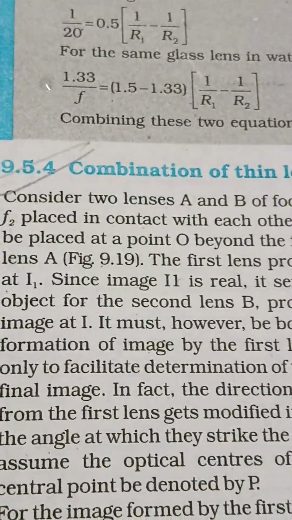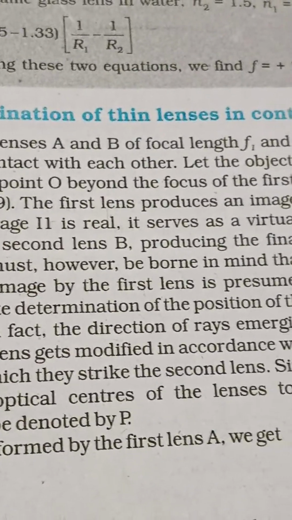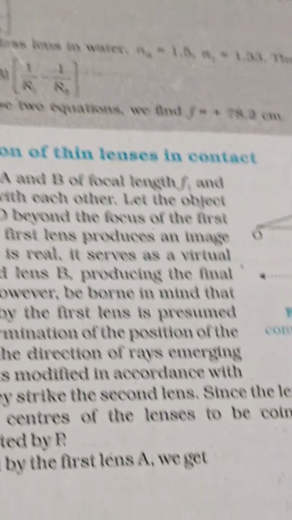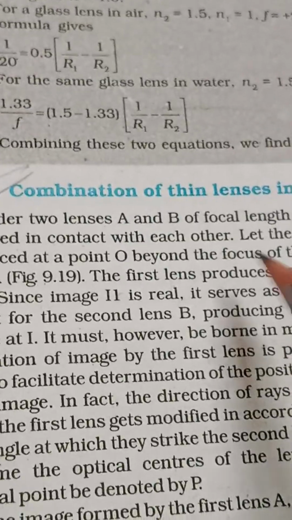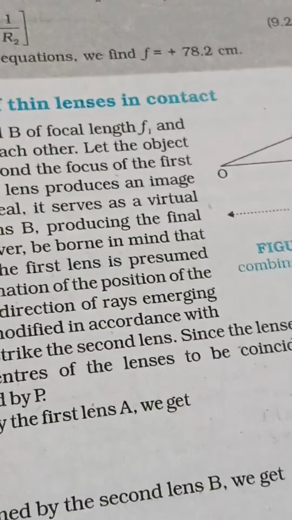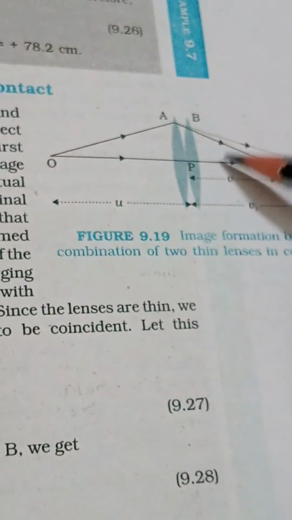Consider two lenses A and B. This is the convex lens. Which type of lens? Convex lens. A and B of focal length f1 and f2. In this figure, we are talking about this.